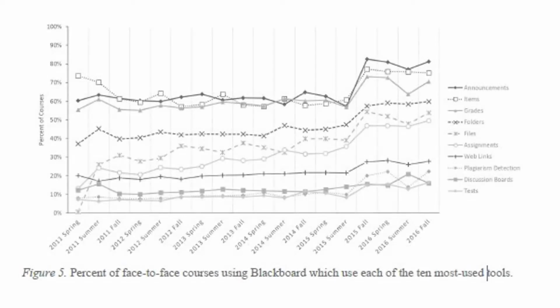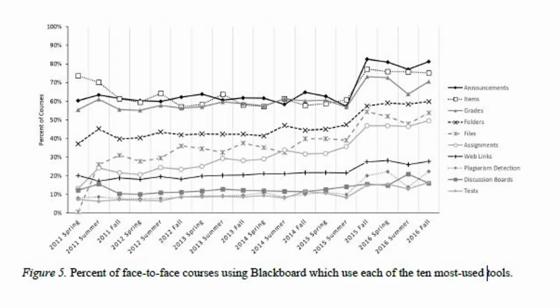Research done by Rhodes et al. in 2018 shows that 99% of higher education institutions have an LMS in place, and the LMS is used by 85% of faculty and 83% of students. As you can see by the graph, even face-to-face classes are using learning management systems regularly.